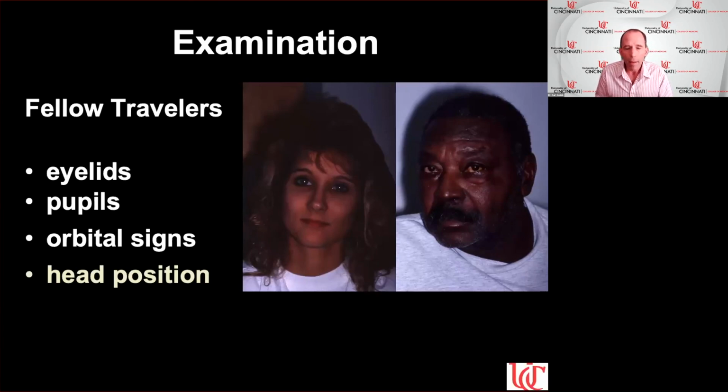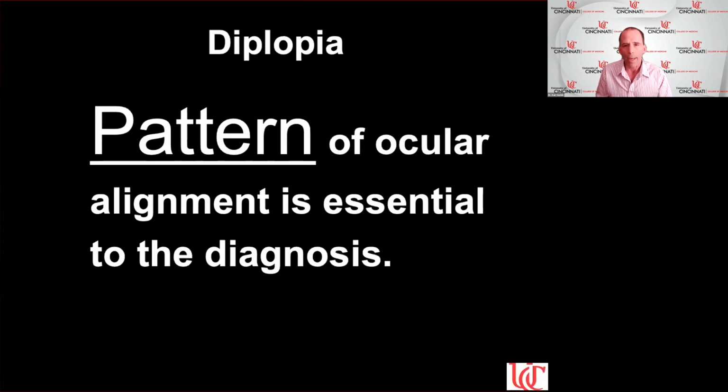You can notice that people with thyroid eye disease often have a chin up position because they have a tight inferior rectus on one side compared to the other. And so they know consciously or subconsciously that when they tilt their chin up, it minimizes the misalignment. Okay, so those are the fellow travelers.